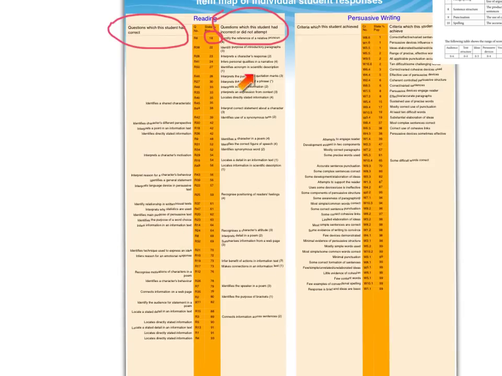On this side then are all of the questions that this particular student didn't happen to get correct. So when it comes time to actually filling out in the template the areas that I could possibly improve upon, this is where you're going to be getting the majority of that information from.